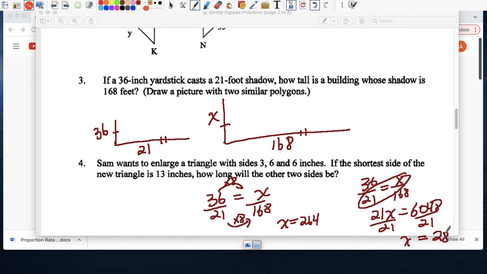Let me just, give me a second. 288, 21 times 8. Oh, 36 times 8, sorry. It's 288. So here I wrote the wrong answer. It's 288. Okay.